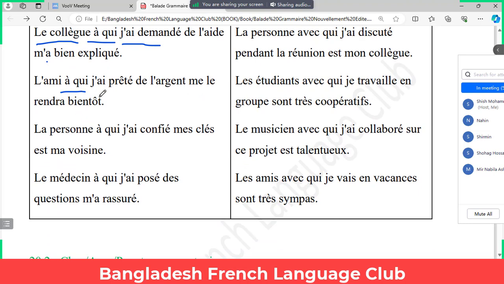Okay, l'ami à qui j'ai prêté de l'argent me le rendra bientôt. It means the friend to whom I lent some money. De l'argent, me le rendra bientôt. Rendra means will return, right? Will return it to me bientôt, very soon. Will return it to me very soon. Okay.